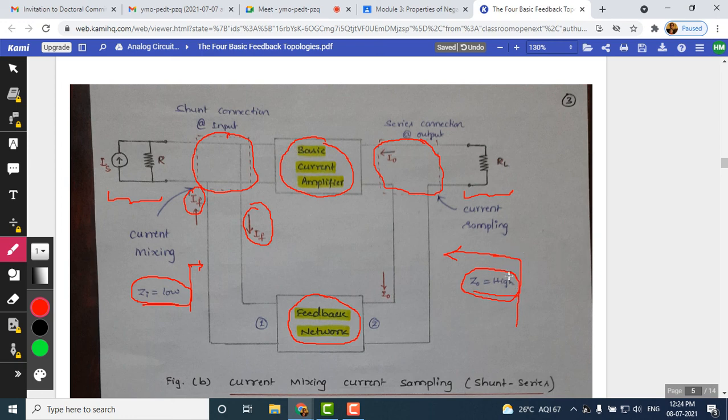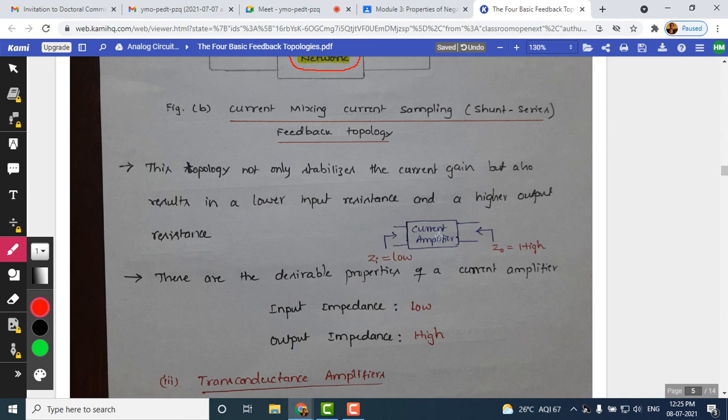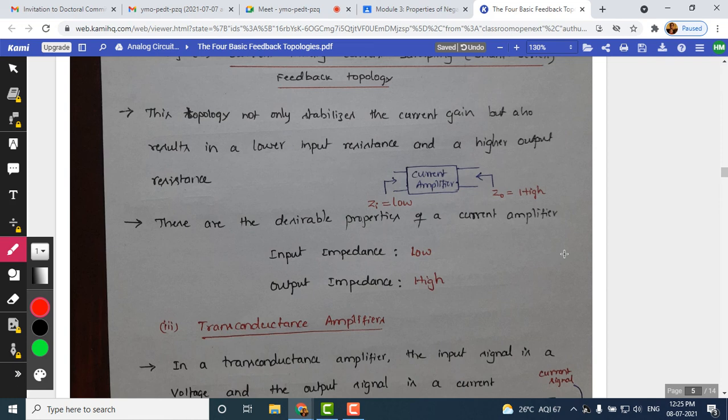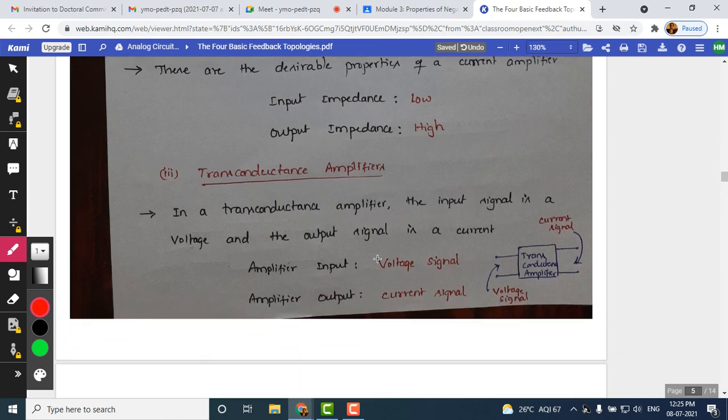For a good or better amplifier, the output impedance has to be very high, and the input impedance of a current amplifier has to be very low. These are the desirable parameters of a current amplifier. Once you design a current amplifier, we need to meet these desirable parameters in the design. This is what is mentioned here: low input impedance and higher output impedance are expected. These are the desirable properties of a current amplifier. Once we do that, let me move on to the next amplifier.